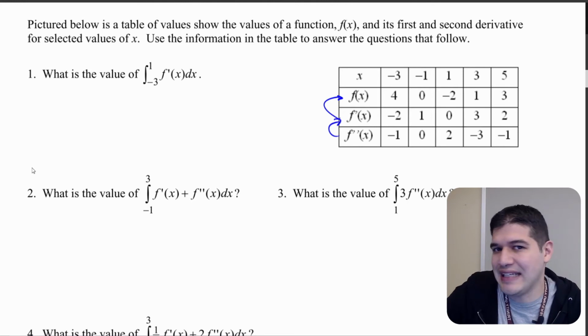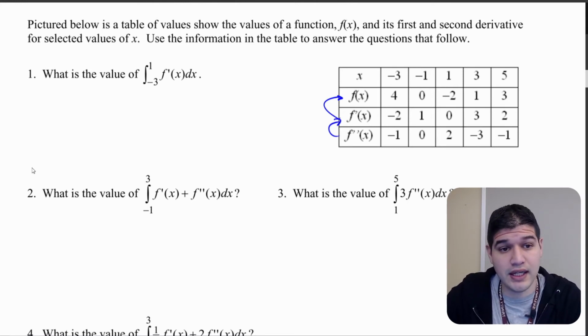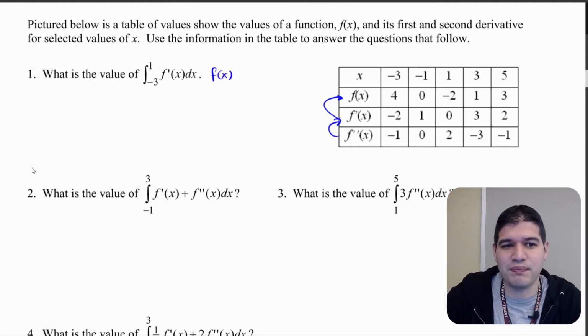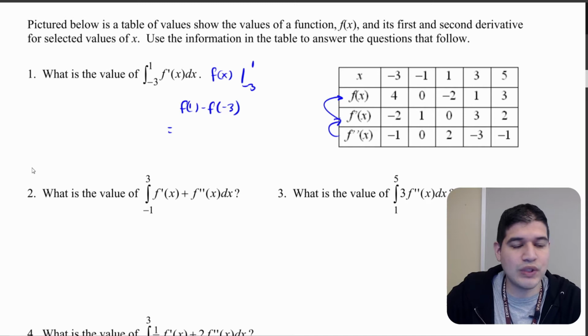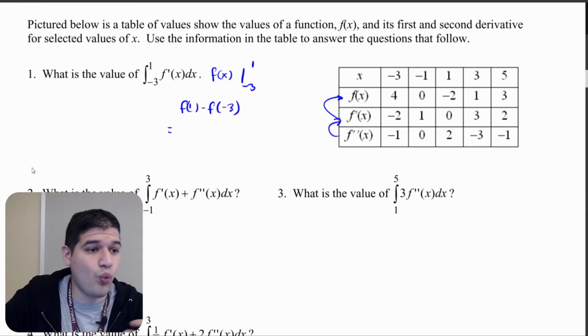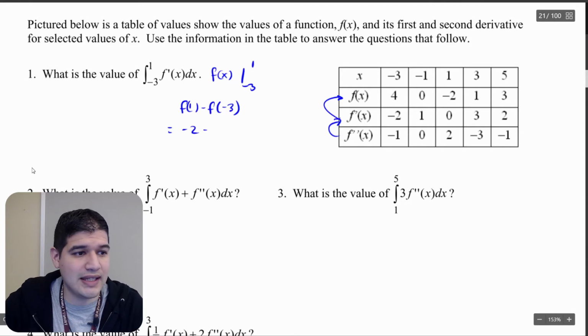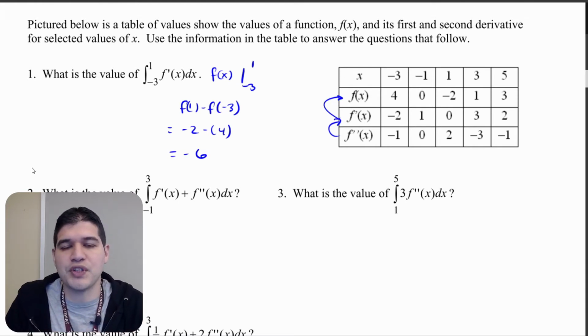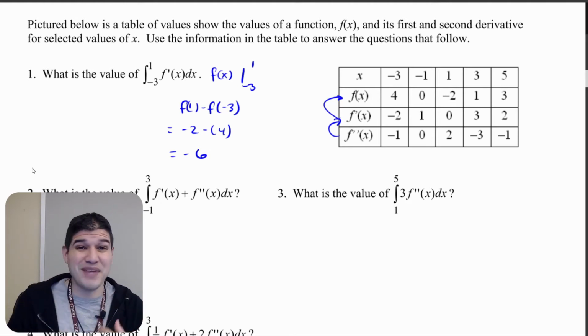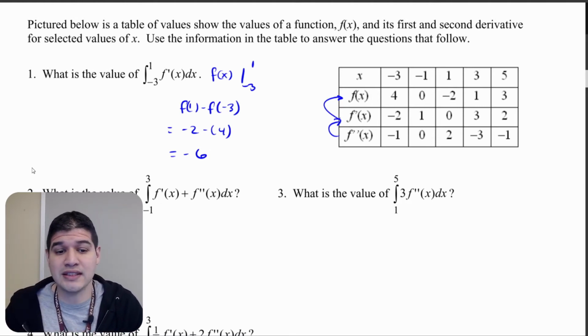So this question actually isn't too difficult when you think about it, because what I want is f of x, because that's the antiderivative of f prime, evaluated from -3 to 1. And so if I make these substitutions, I'm going to get f of 1 minus f of -3. Let's write out what these are, because we're given this in our table. So f of 1 is -2 minus f of -3, which is 4. So this comes out to be -6. That's what I mean: knowing the concepts is more important, because you notice that the arithmetic actually doesn't come out to be too difficult.